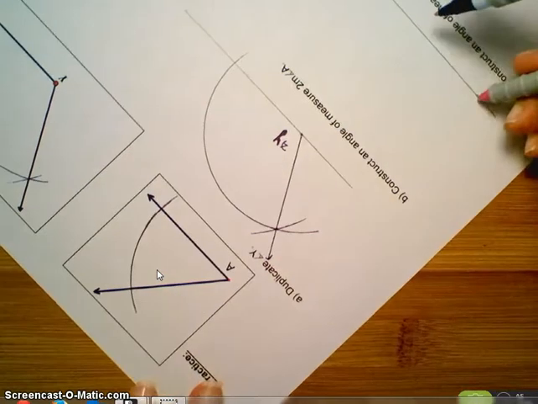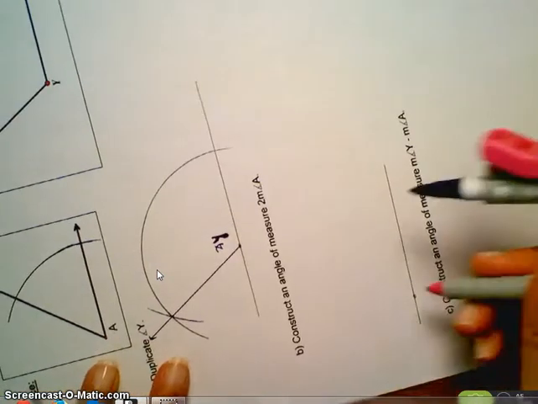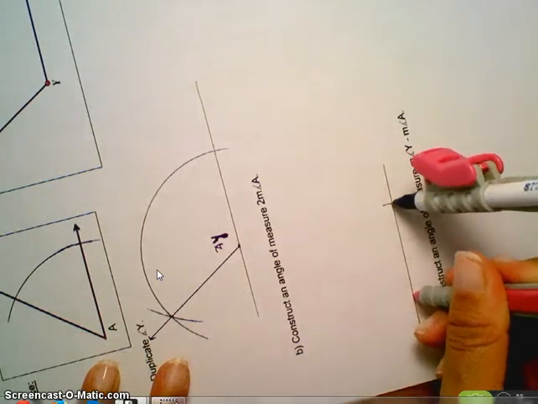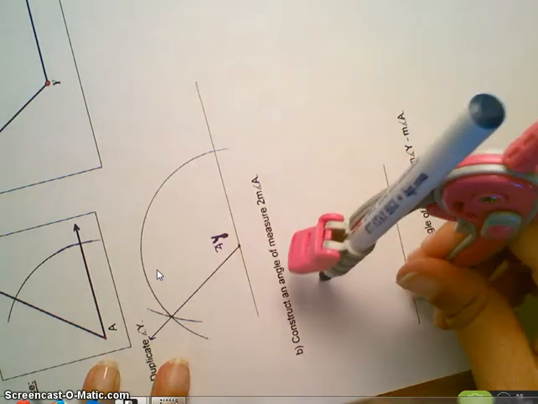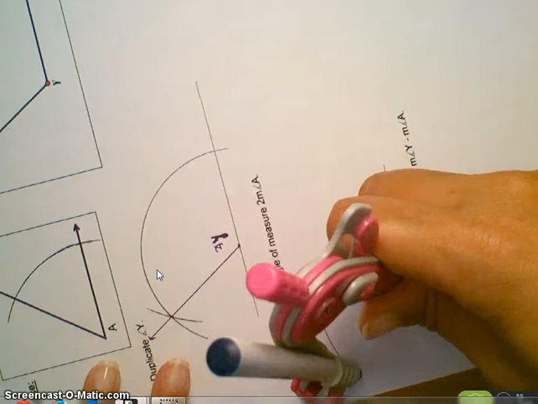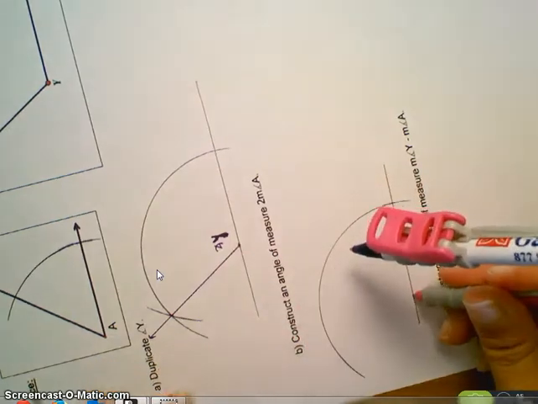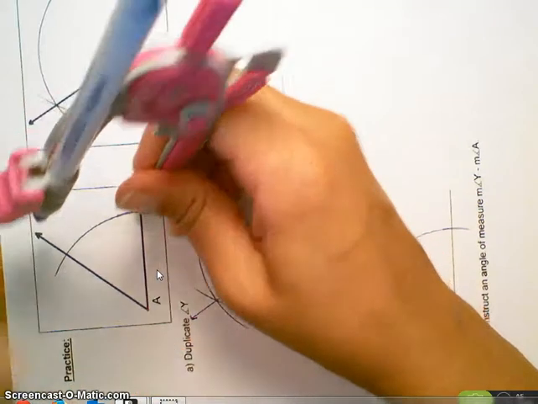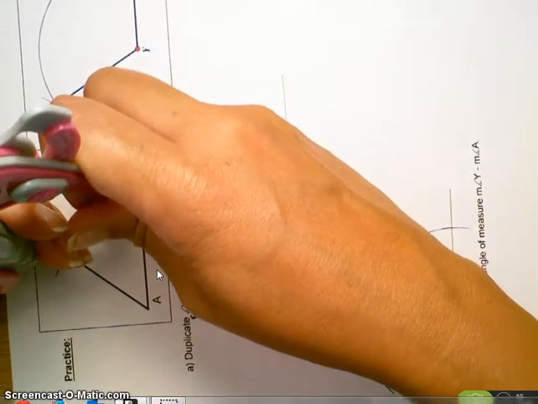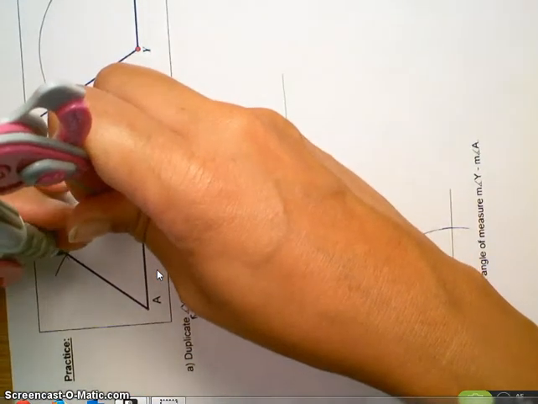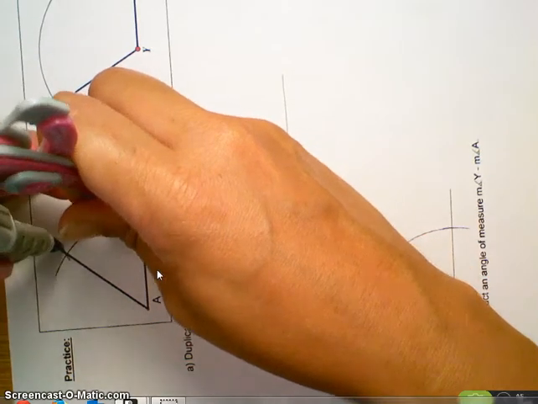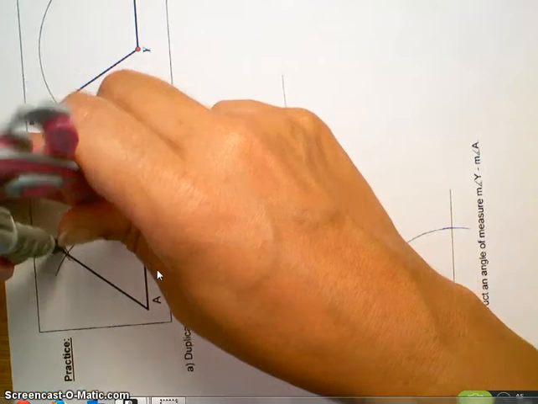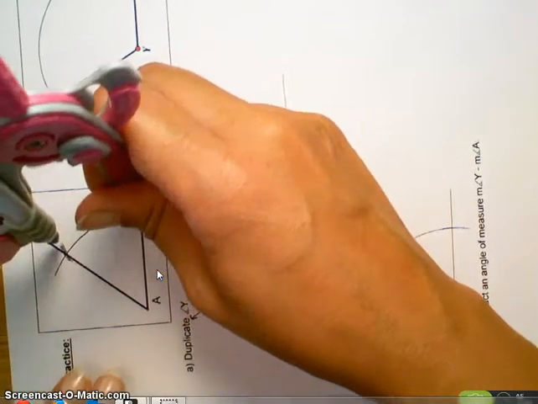I then come back here, I put the pointer on the point, and I draw an arc that intersects my line, and I want to make it pretty big because I'm making twice angle A. I then come back to angle A, and I set my compass to measure across angle A. Oops, a little bit smaller. A little bit smaller. A bit bigger. It's like Goldilocks. Okay, we're set, I believe.